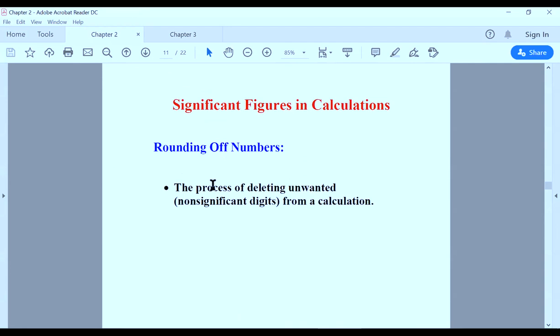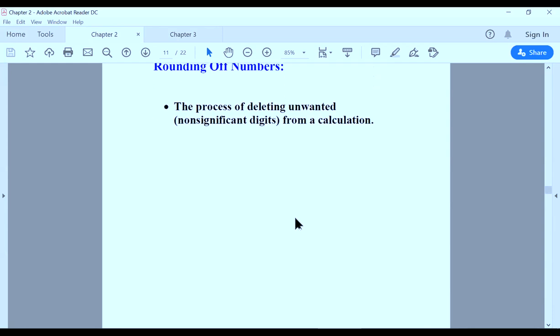Now, when you're doing calculations, there are rules for how many significant figures should be in your number. Say you get a calculator and it gives you 8 significant figures, but your answer should only be 7 or 6, you have to round off. Rounding off is the process of deleting unwanted, non-significant figures from a calculation. You probably know this, but let's go through it again.